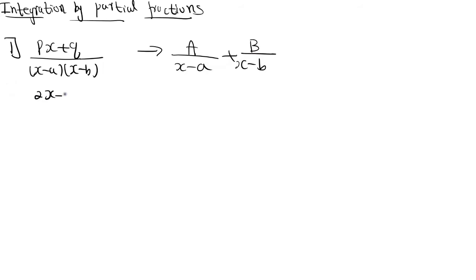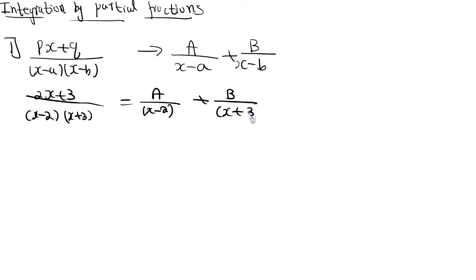That means 2x plus 3 divided by x minus 2 into x plus 3 is given, you can write it as a by x minus 2 plus b divided by x plus 3. Then to simplify this, 2x plus 3 is equal to, in the denominator of a, x minus 2 is there, right? So a into the remaining term, x plus 3, plus b into, in the denominator of b, x plus 3 is there, so write the remaining term, that is x minus 2. Then comparing, you can simplify this.